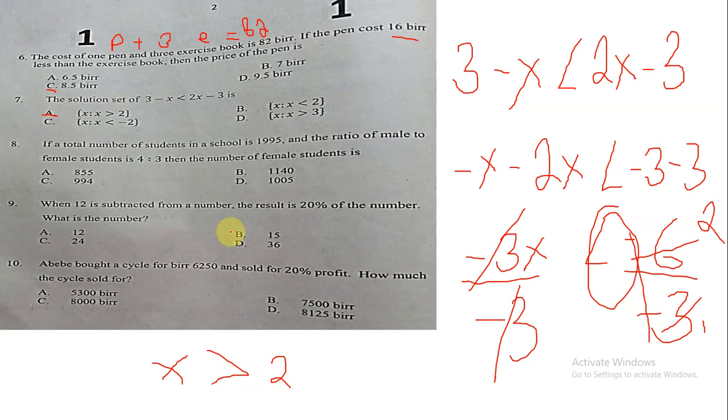Now question number 8 says if the total number of the students in a school is 1995 and the ratio of the male to female students is 4:3, then the number of female students is what? It will be 855.